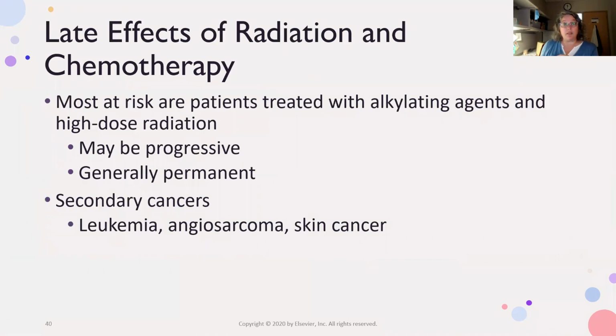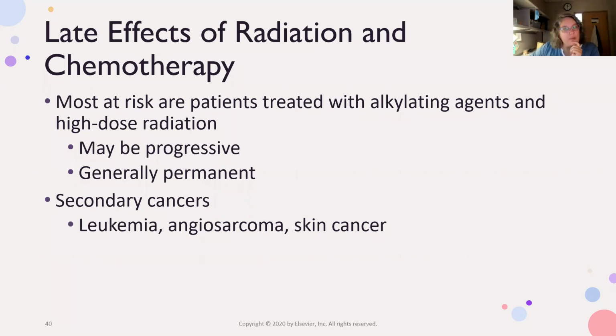Let's see. There are also some late effects of radiation and chemotherapy, and most of it's because of the alkylating agents and high dose radiation. It could be progressive. Generally, it's permanent. And for all the good that we tried to do with the chemotherapy and the radiation, we may end up causing a secondary cancer.